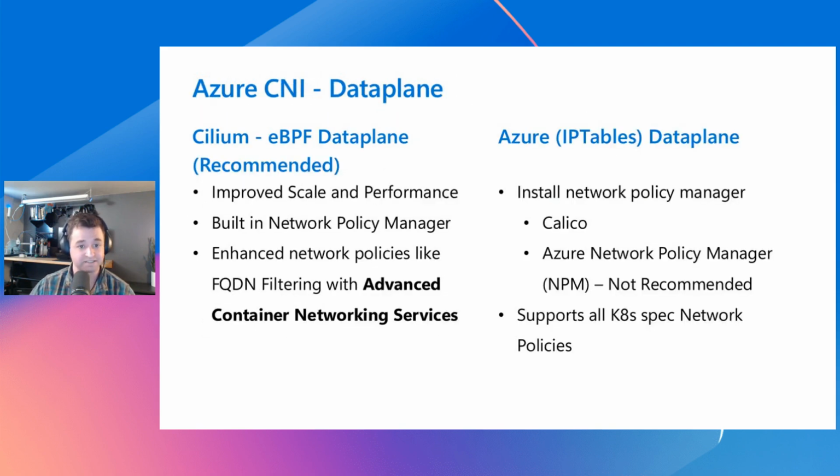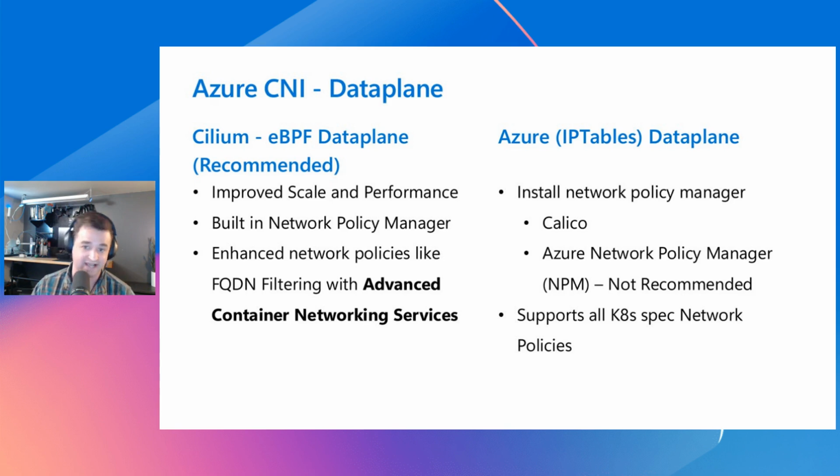All right. Now, this is the second part of Azure CNI, which is the data plane, and we have two options. We have Azure CNI powered by Cilium, which is an eBPF data plane. We're not going to dive into eBPF today because that's a little too deep here, but at a high level, it makes things more efficient, it makes things more scalable, and it has built-in network policy management. This also opens up extra capabilities for enhanced network policies like FQDN filtering, or even L7 coming soon for advanced, and this is within Advanced Container Networking Services. So the eBPF data plane is the recommended option for most customers.